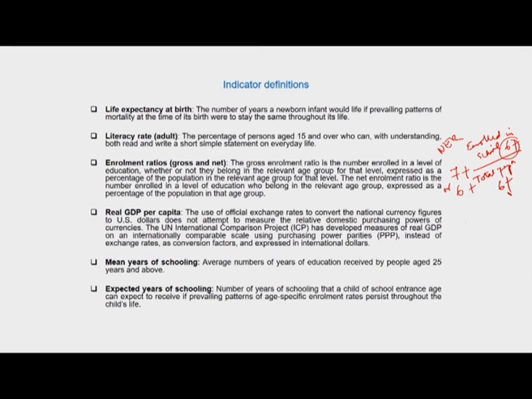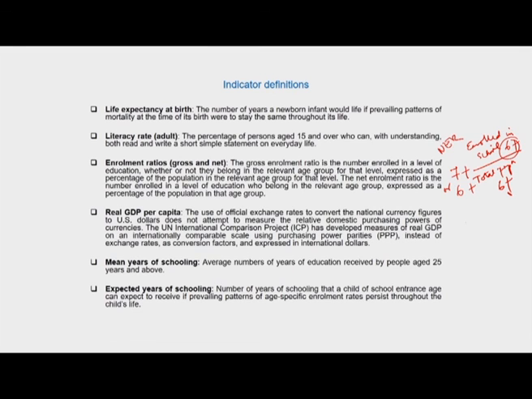The indicator real GDP per capita uses official exchange rates to convert national currency figures to US dollars, and it does not attempt to measure the relative domestic purchasing powers of currencies. This estimate of real GDP per capita is based upon the UN International Comparison Project, which has developed measures of real GDP on an internationally comparable scale using purchasing power parities.